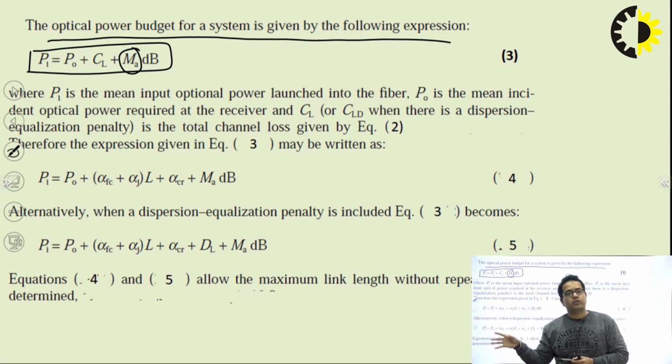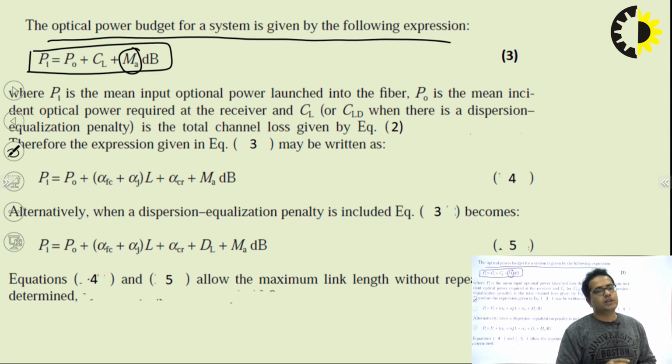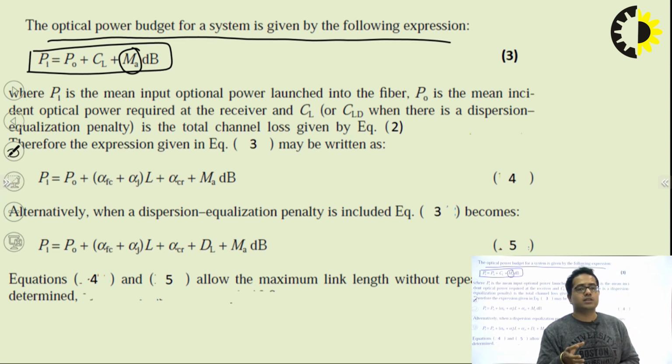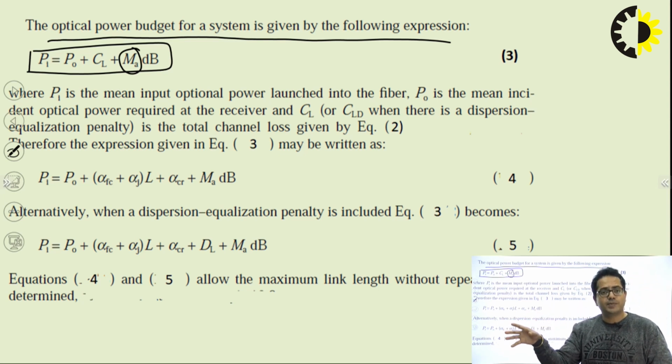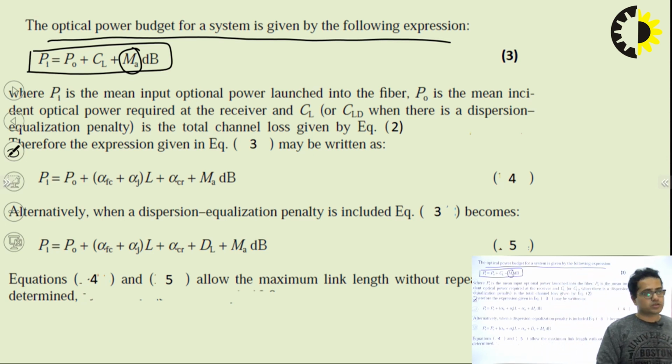Although its value will be provided in the numerical or in the question if it is asked in the exam, for generalization, or just out of interest, some points are to be remembered by some students or some engineers who want to keep all these things in their mind. So for those, MA is generally 6 dB for the LED and 8 dB for the laser source.